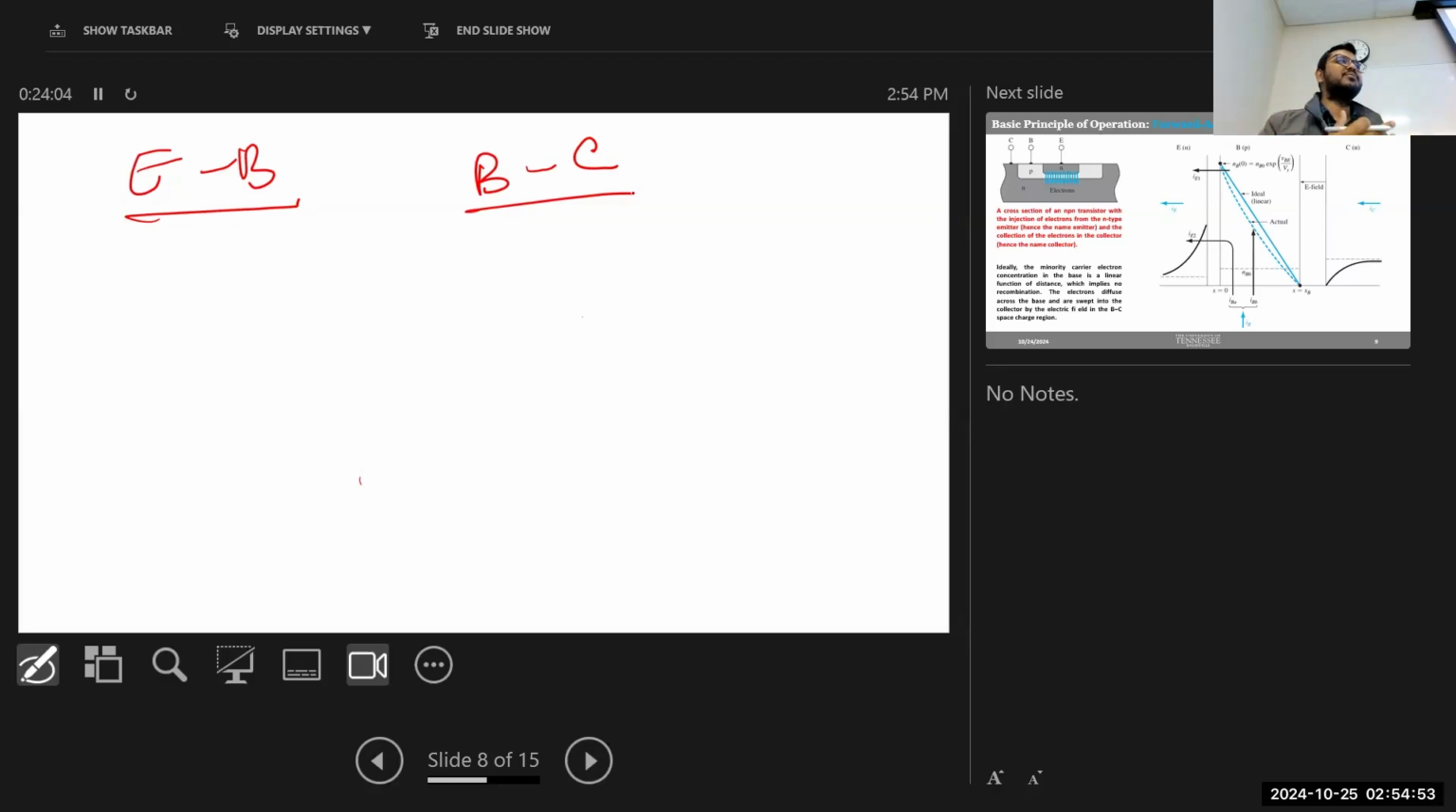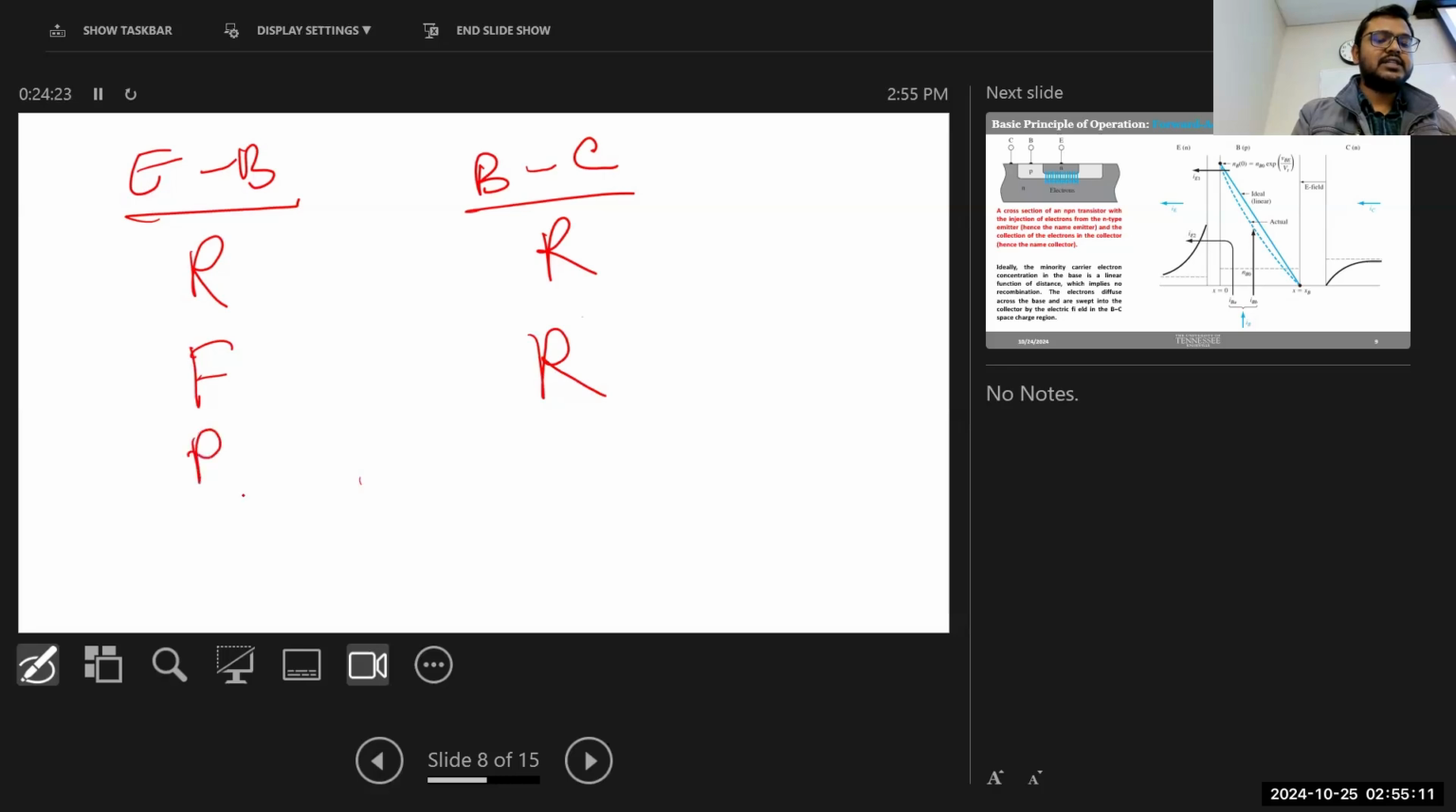2 for each, and we have 2 junctions. So this should be straightforward. We should have 4 different combinations, right? Where we can write them actually. Both of them can be reverse biased. The EB junction can be forward biased, BC junction can be reverse biased. We can have the opposite scenario where EB junction is reversed, BC junction is forward, and both of them can also be forward biased. So these are the 4 combinations that we can have, right?